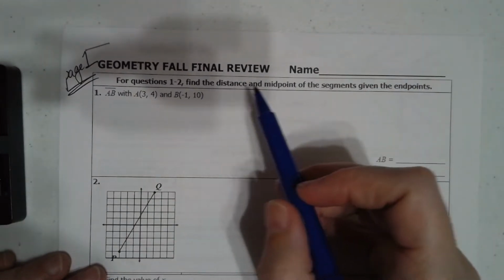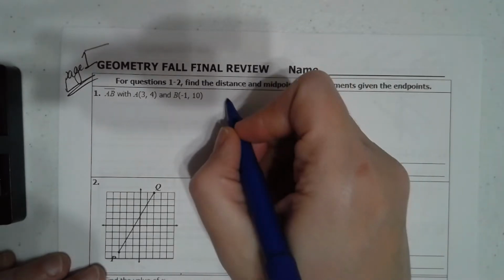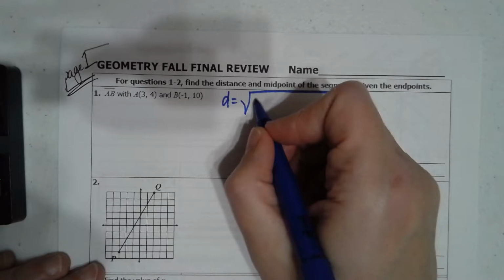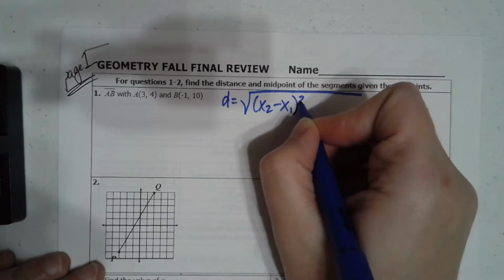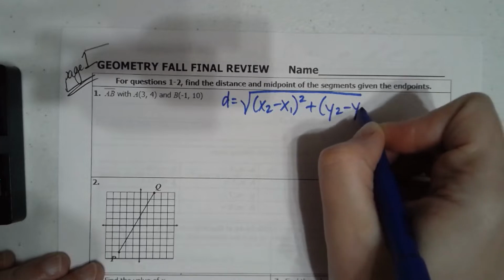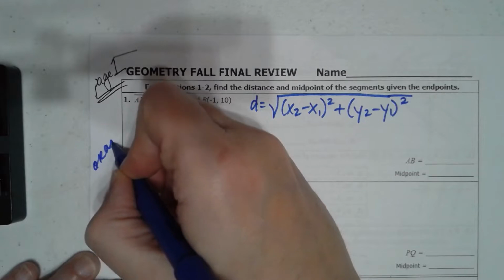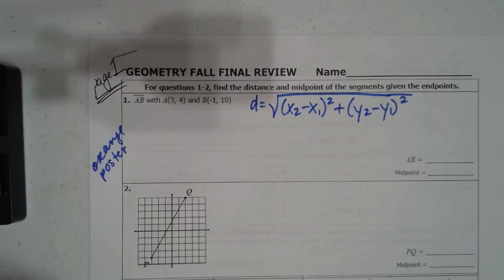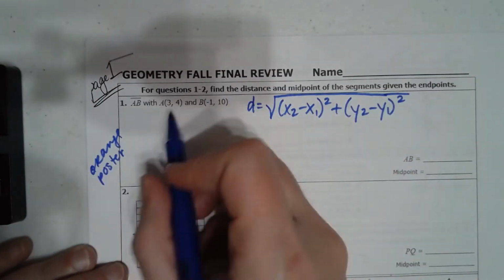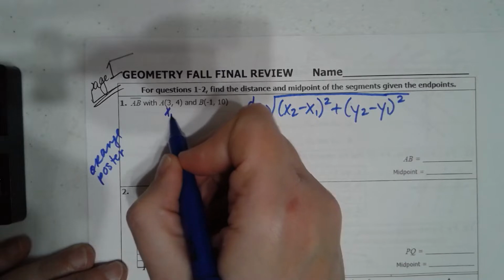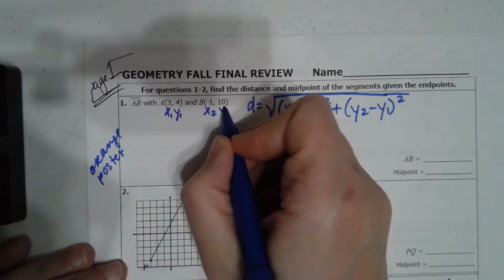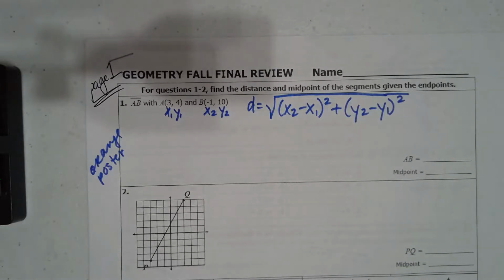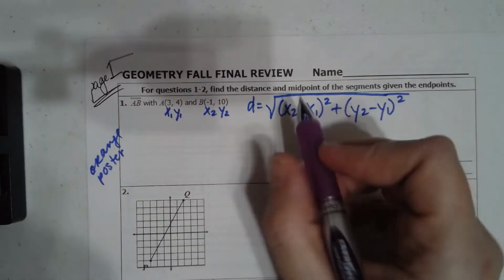Alright, so number 1, we're finding distance and midpoint. So the distance formula is the square root of (x2 minus x1) squared plus (y2 minus y1) squared. It is also on the orange poster on the back wall of the classroom if you need it. In our ordered pairs, the first point is the first x and the first y, and this is the second x and the second y. So we're just going to plug those numbers into our distance formula.